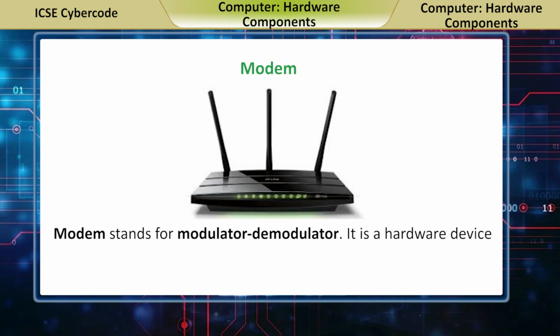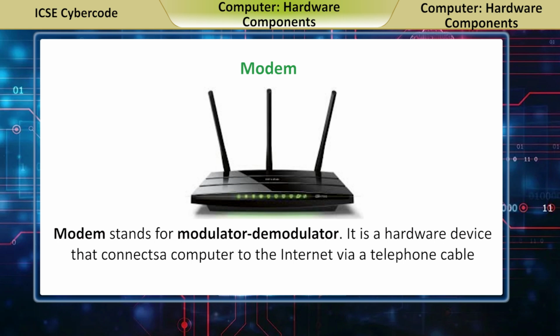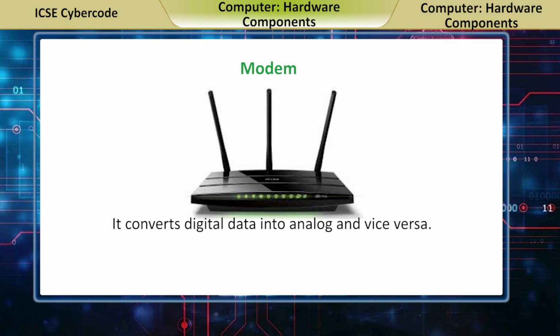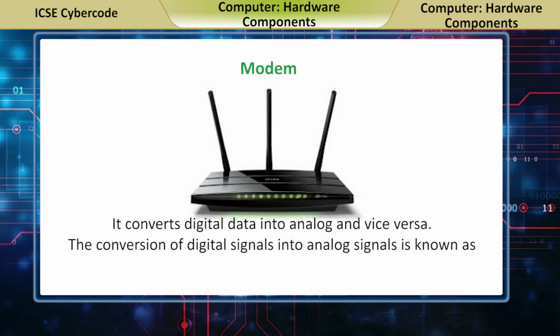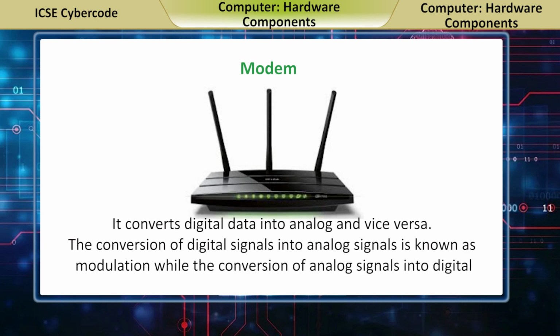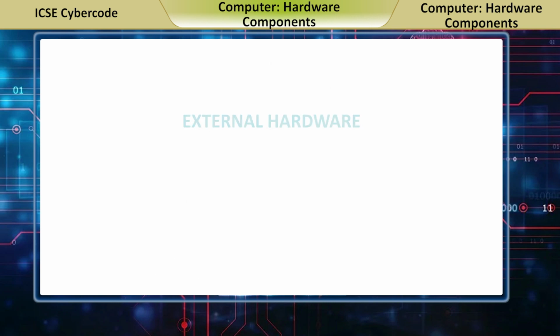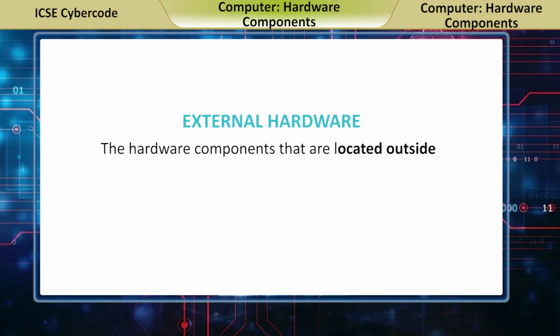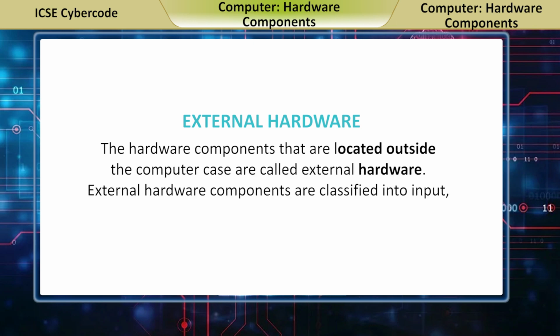Modem. Modem stands for modulator demodulator. It is a hardware device that connects a computer to the internet via a telephone cable or a wireless medium. It converts digital data into analog and vice versa. The conversion of digital signals into analog signals is known as modulation, while the conversion of analog signals into digital signals is known as demodulation. External hardware. The hardware components that are located outside the computer case are called external hardware. External hardware components are classified into input, output, and storage devices.